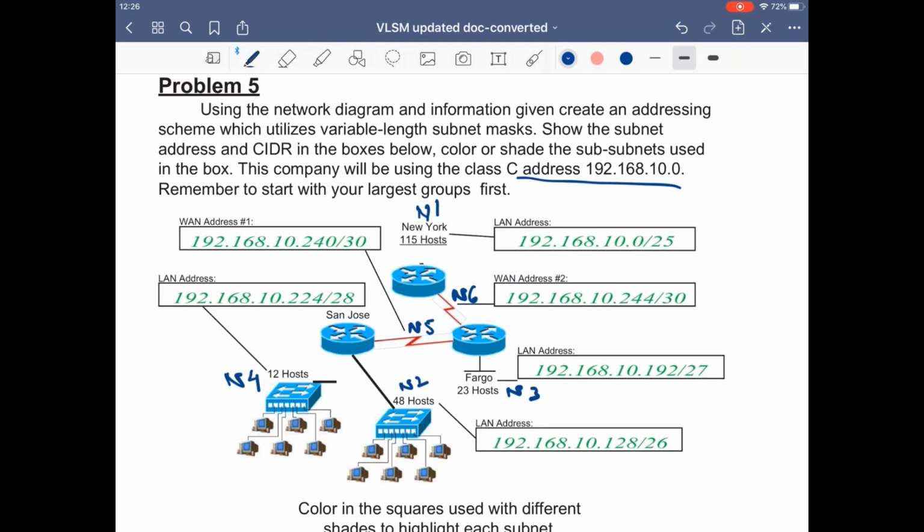For N2, it starts from 10.128. 48 hosts is N2. It starts at 128, and the subnet mask is 26 because 2 to the power 6 is more than 48. So 24 plus 2, 2 on bits, 6 off bits, which is 26. So the IP address range here starts from 10.128 and its broadcast ID is 10.191 for network 2.